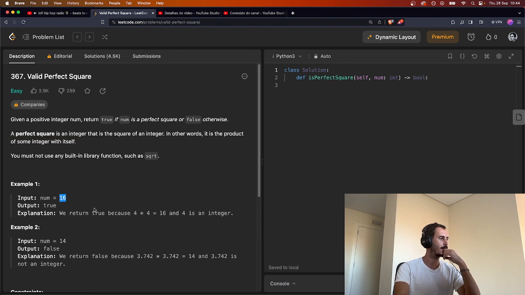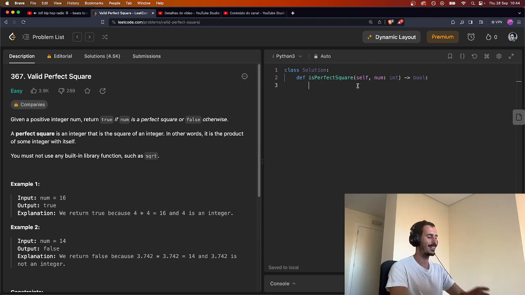So 16 is a perfect square because the square root of 16 is 4. 4 times 4 is 16, or 4 to the power of 2. And we cannot use the square roots. So let me see if they're actually detecting if we're using square root or not.